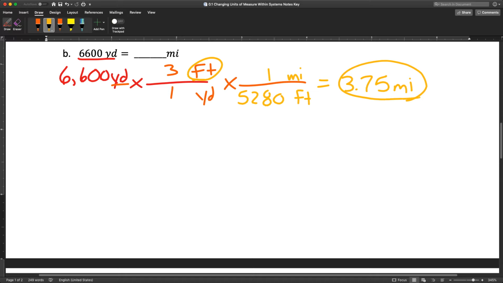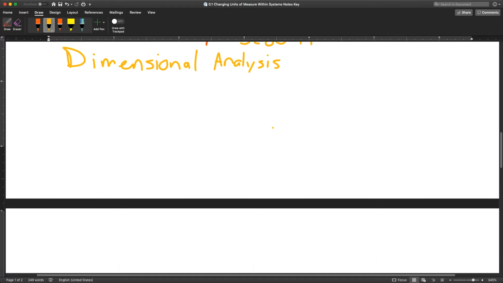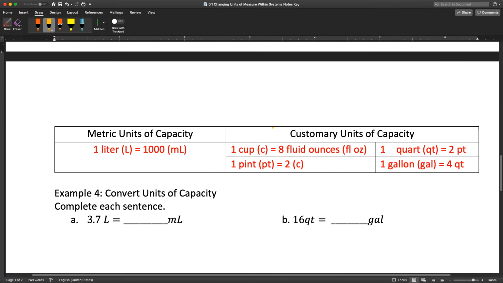That is called dimensional analysis. This is something you will use a lot in science. Dimensional analysis is something you will use a lot in both Mrs. Brewer's class and Mrs. Tran's class.